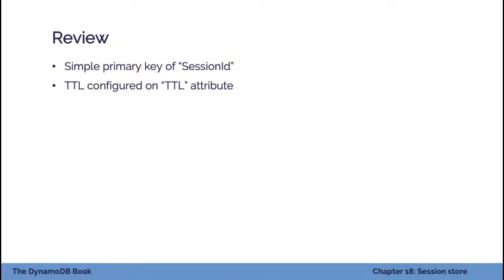Let's review what we did here. First of all, we're just using a simple primary key of session ID for our table. Since we're just storing that single entity type, we don't need to overload and use generic names like PK, SK. We can use that simple primary key, given an actual meaningful name like session ID. Second, we configured TTL using that TTL attribute. That's going to delete our sessions once they've expired. And then finally, we have a single secondary index that has a simple primary key of username.